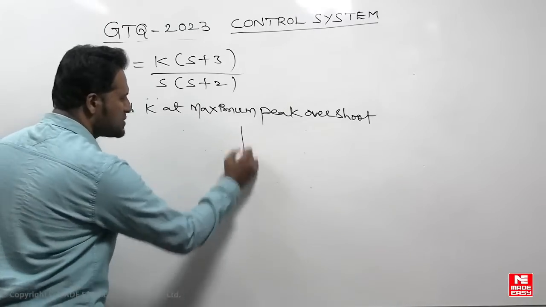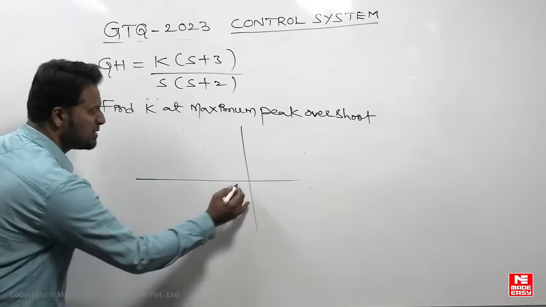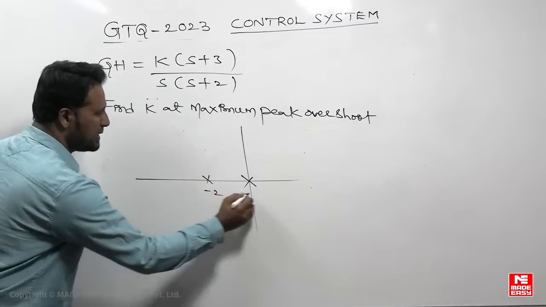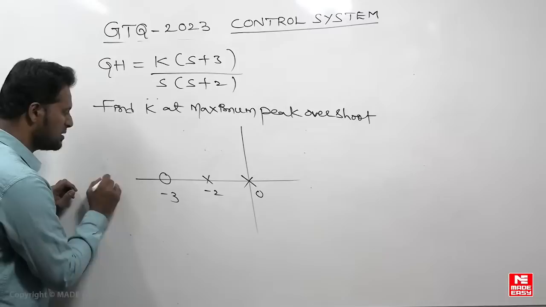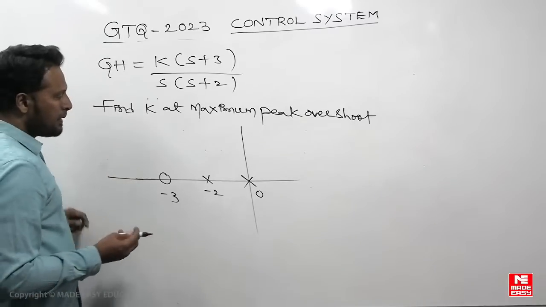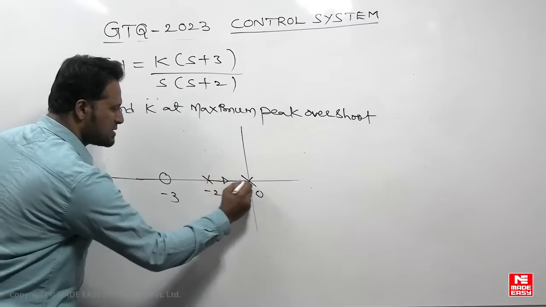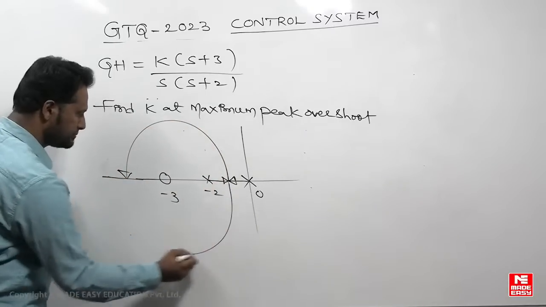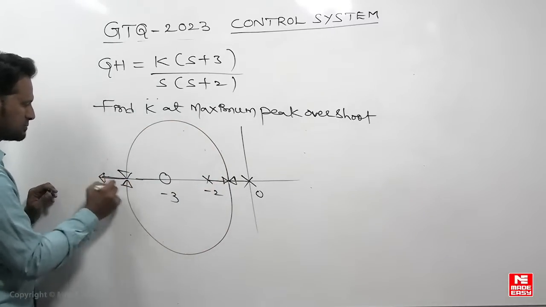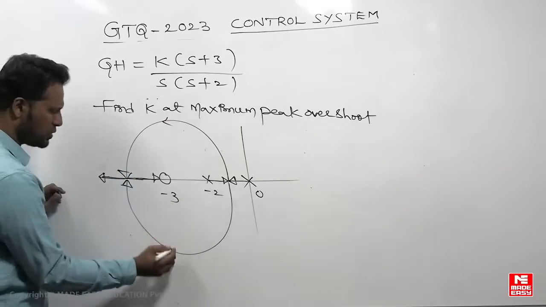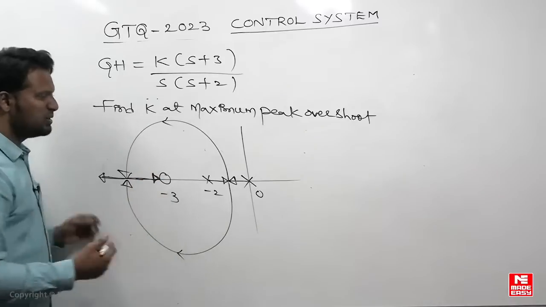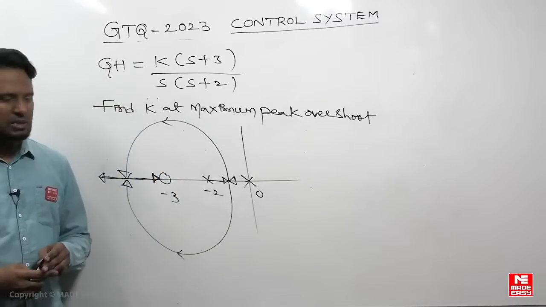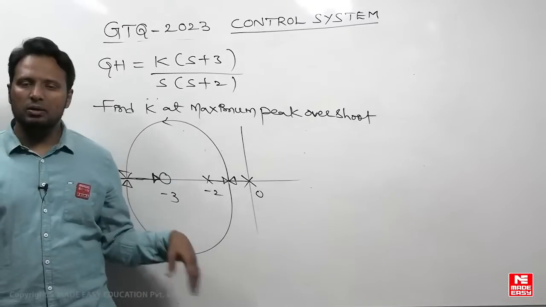Let me explain this question using the root locus concept. This system has a pole at origin, a pole at minus 2, and a zero at minus 3. This is its root locus. We know how to get that root locus, so let me focus on the question based on the application of root locus. So this is its root locus.